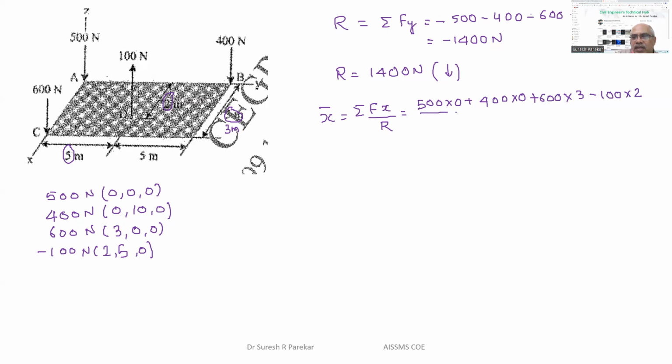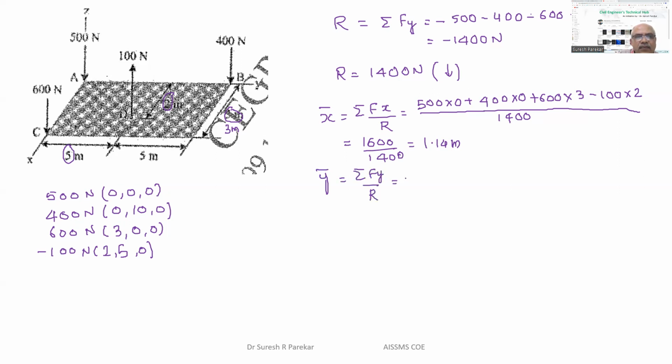And Varignon's theorem, if we see the theory part, says the moment of forces about a point equals the moment of the resultant about the same point. So we have, upon 1400, x bar equal to 1600 upon 1400, and we have this value equal to 1.14 meters. And then we have y bar equal to summation Fy upon R.